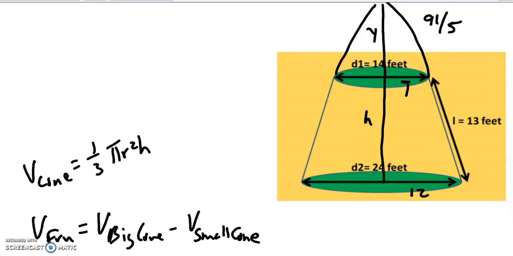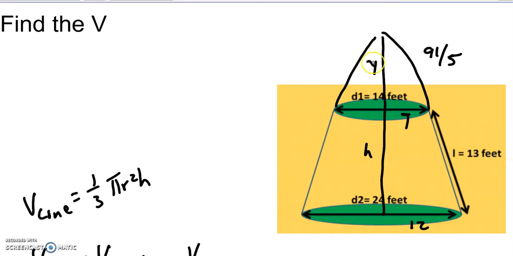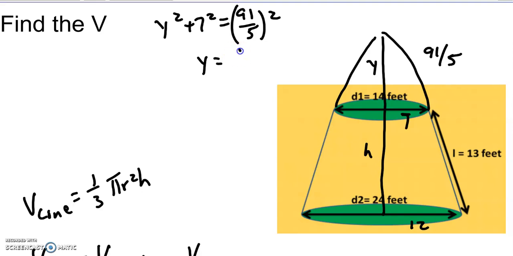Okay, so we can do a little bit of work here. To find y, that one's fairly easy. We're just going to do Pythagorean theorem. Y squared plus 7 squared equals 91 fifths squared. And I know you guys can do that in your calculator. So I'm going to go ahead and just give you the answer for that one, and then I'll show you more calculator work. Again, I'm going to leave it exact as a fraction. I don't want to round until I do the very end. But I get that height of the small cone to be 84 over 5. Okay. So now we know that's what this height is here of the upper cone.